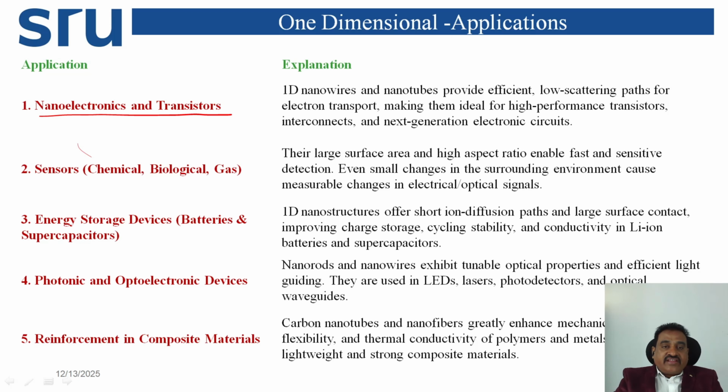One-dimensional nanomaterials are used in nanoelectronics and transistors. One-dimensional nanowires and nanotubes provide efficient, low scattering paths for electron transport, making them ideal for high performance transistors, interconnects, and next generation electronic circuits. The one-dimensional nanomaterials are used in sensors, that is, chemical, biological, gas, etc.